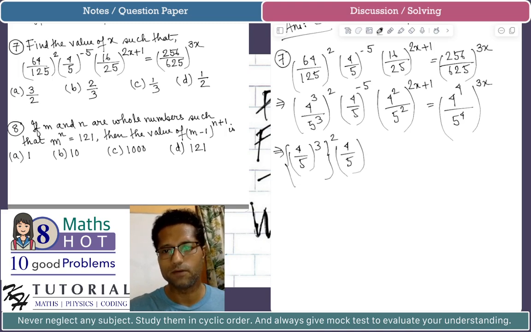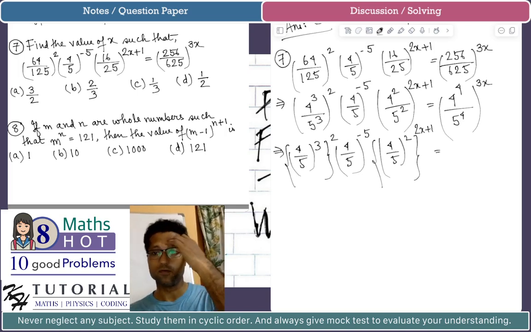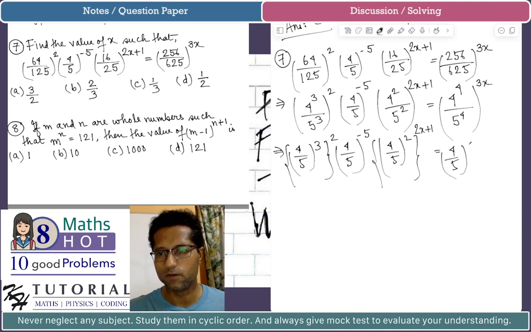We have 4/5 raised to the power minus 5, and 4 square by 5 square can be written as (4/5) whole square, and this whole has power 2x plus 1. On the right hand side we have 4 to the power 4 and 5 to the power 4. 4 to the power 4 divided by 5 to the power 4 can be written as (4/5) whole raised to the power 4, and this again has to be raised to the power 3x.